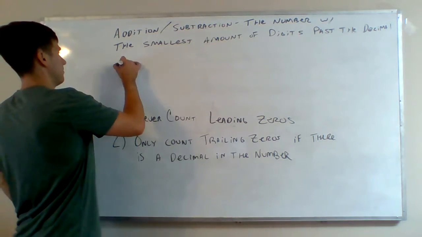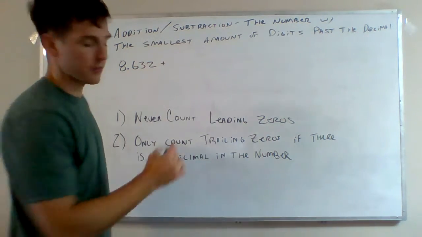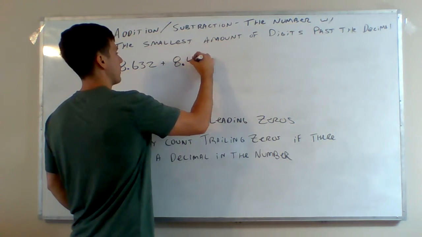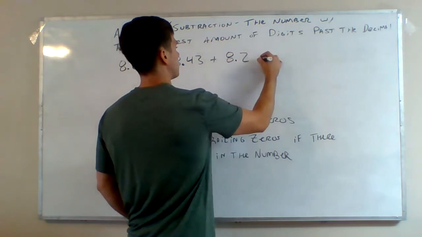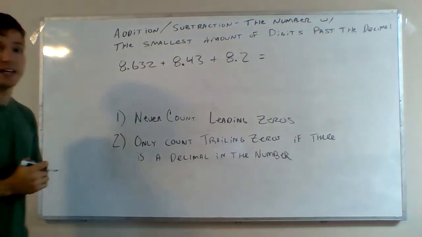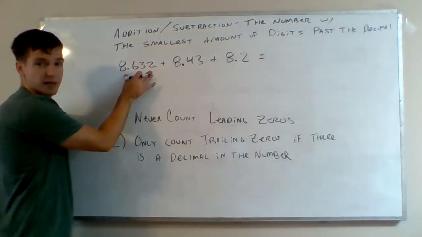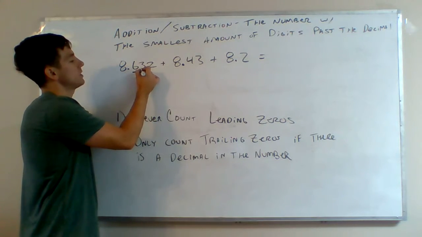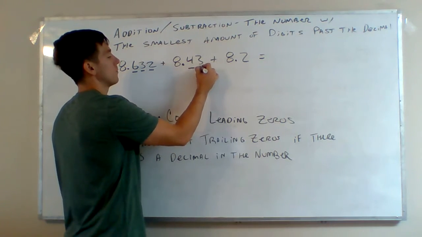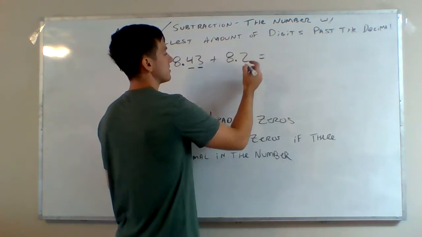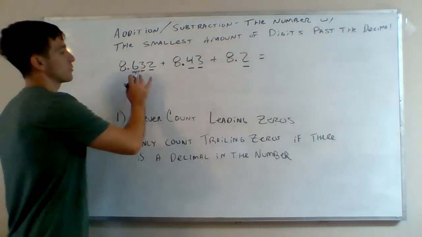So my example, let's go with 8.43, and let's go with 8.2. So I'm looking at this guy, and I'm only looking at the digits past the decimal, okay? So in this number, how many digits are past the decimal? 1, 2, 3, okay? How many are past this digit? 1, 2. And how many are past this decimal? 1, okay? So I look at these, I got 3, 2, and 1.